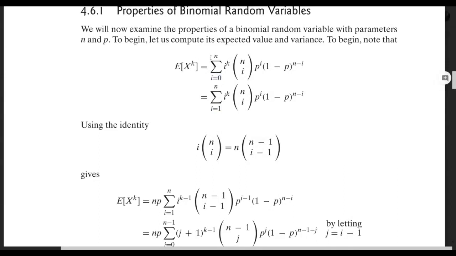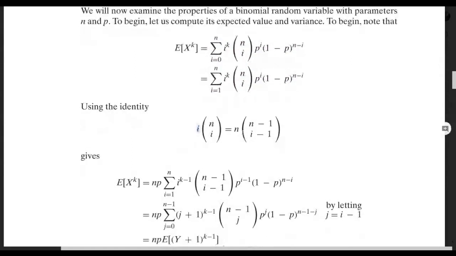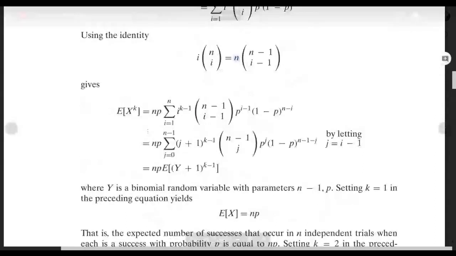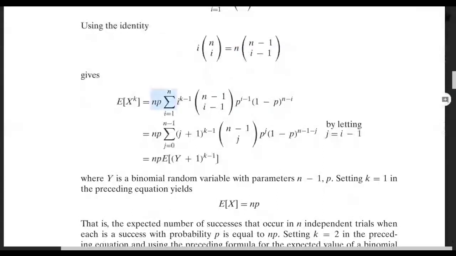Okay, if we reindex, this will be changed. But anyway, I don't know why they reindex this. I equals 0, I equals 1. So we use the identity I times n choose I equals n times n minus 1 choose I minus 1. So this gives expected value of X raised to k equals n times p.